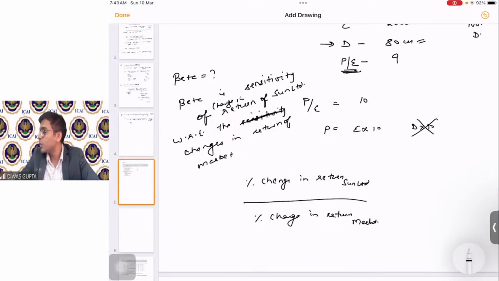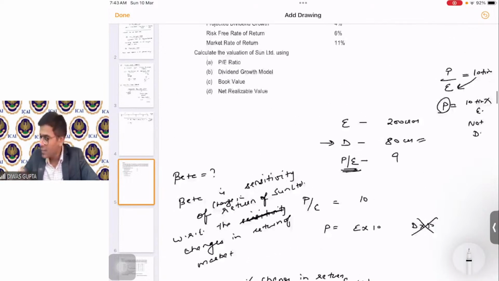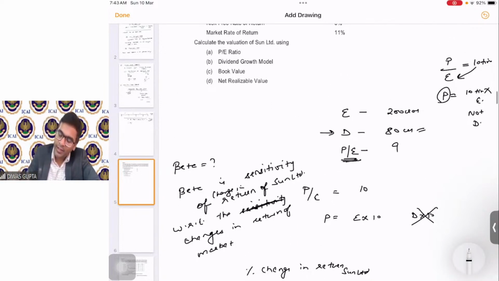Beta is understood. Now Suraj is asking, but sir, earnings will include dividend to shareholders. Yes, Suraj, earnings will include dividend. But what about this balance 120? So if you only take 80 into 9, that means you are saying that I am multiplying the PE ratio only to dividend amount, which will be wrong.